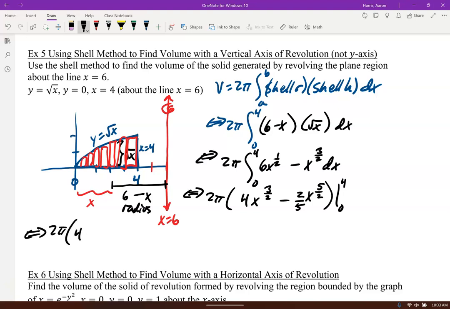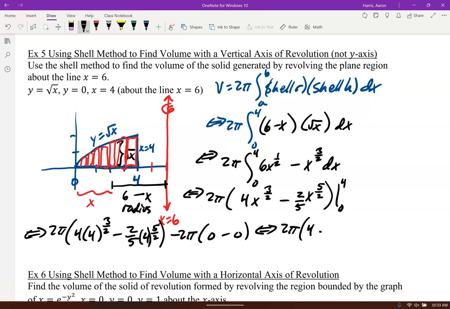2 pi, 4 times 4 to the 3/2, minus 2/5 times 4 to the 5/2. 0 minus 0 on that. So 2 pi, 4 times, well, 4 to the 3/2, that's square root of 4 to the 3rd, so 2 to the 3rd is 8. So we got 4 times 8, 32. Minus 2/5, so I got 4 to the 1/2 is 2. 2 to the 5th is 32.